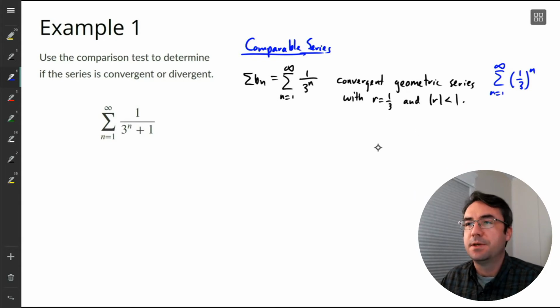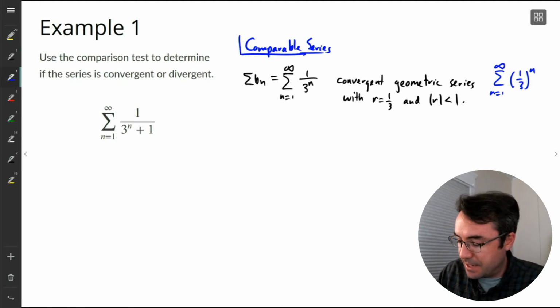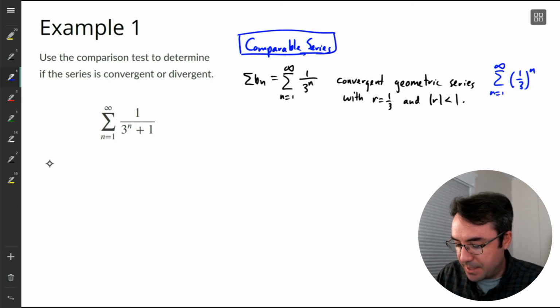All right. So that's the first step: figure out your comparable series and then state whether it's convergent or divergent. Normally we're doing either a geometric or a p-series. Now we want to go through and actually show the necessary conditions. So this is the second part. The first part is to find the comparable series. The second part is to go through the conditions.